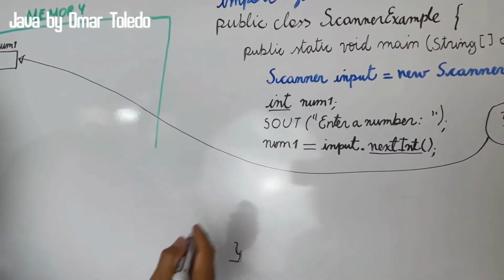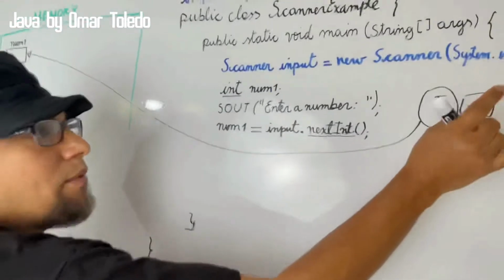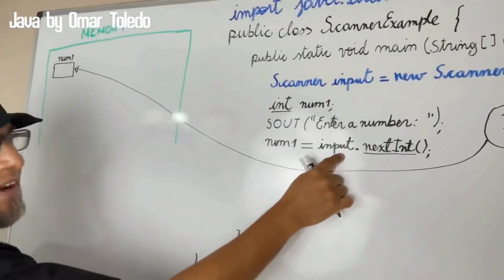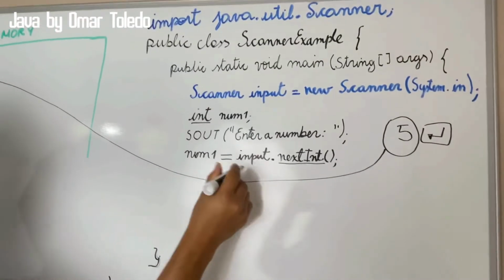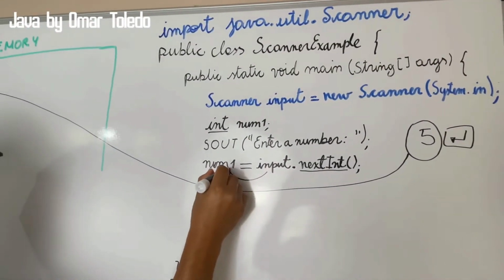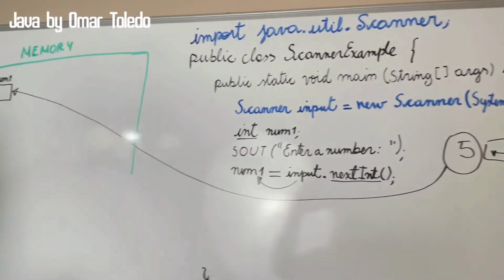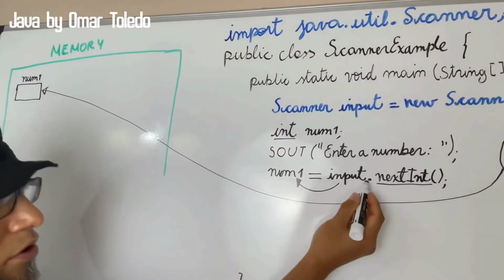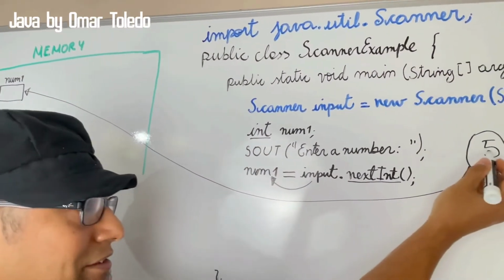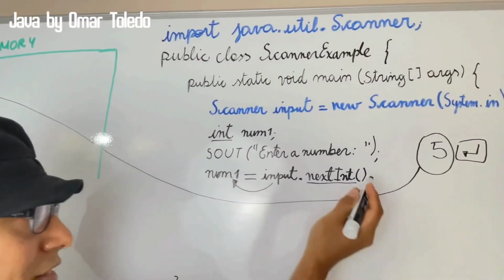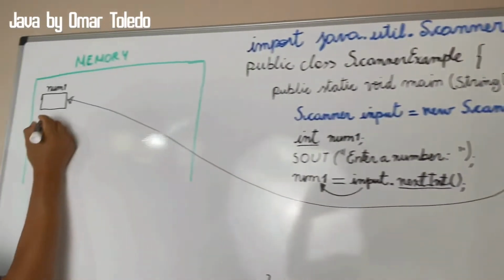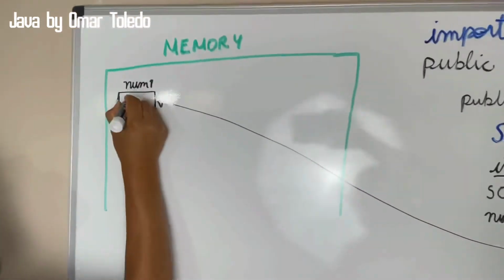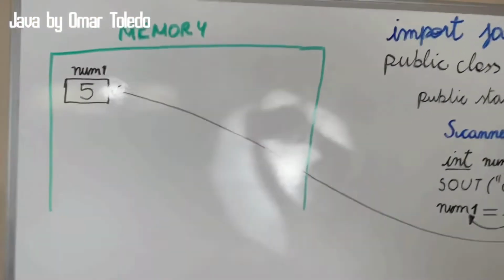So now, when the user types 5 and presses enter, the scanner is going to capture the number 5 and put it in which variable? In num1. Perfect, in num1, because this is the assignment operator. Whatever the scanner captures, in this case 5, when the user presses enter, the scanner stores in num1. So in num1 you now have 5. This is how the scanner works.